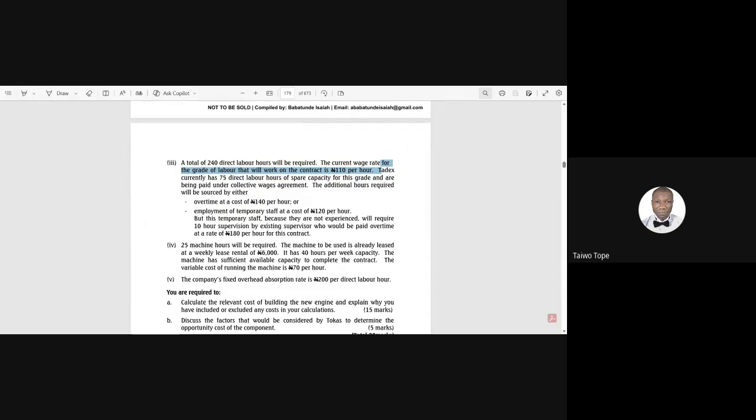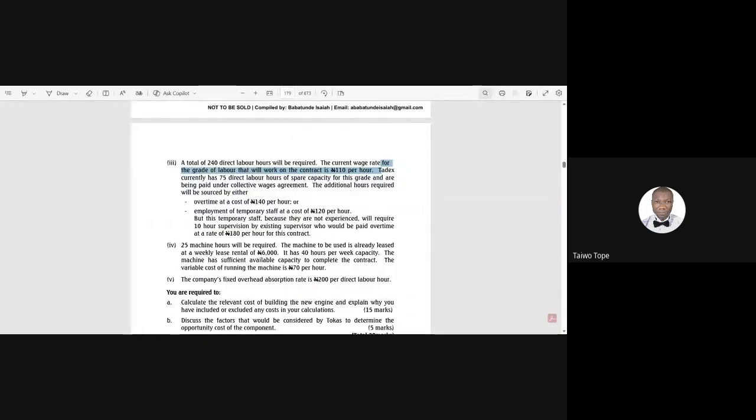So how many hours will be relevant to this? 165. That is 240 minus 75. That is what you need to account for, what will be relevant to this production.